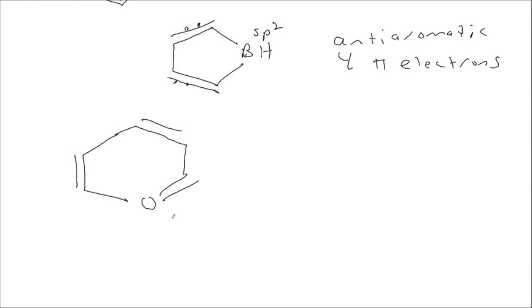Okay, how about this example? This is aromatic. How many pi electrons? 6. Do these count as pi electrons? No, because of the pi bond. The pi bond does. Good.